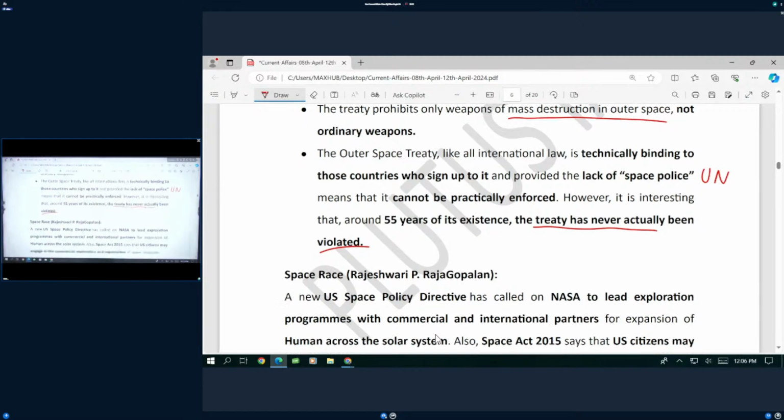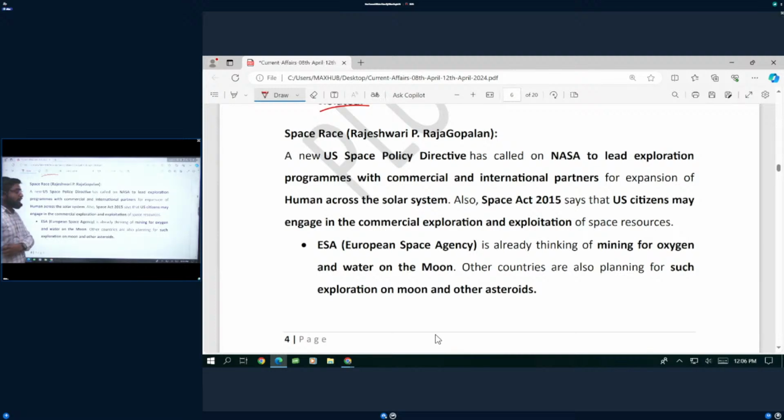Clear? Now let us discuss Rajeshwari Rajagopalan. She wrote an article about the space race that is going on right now. So let's see what she has to say.